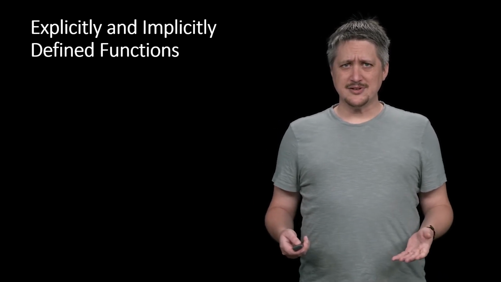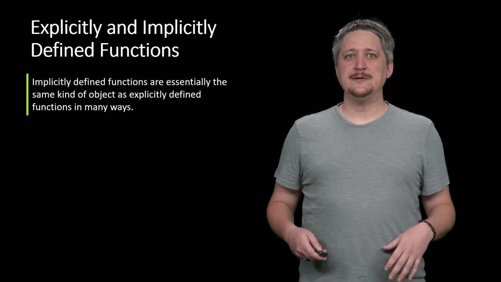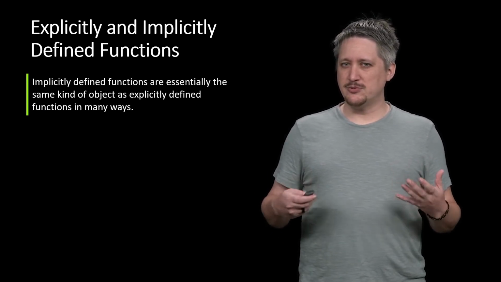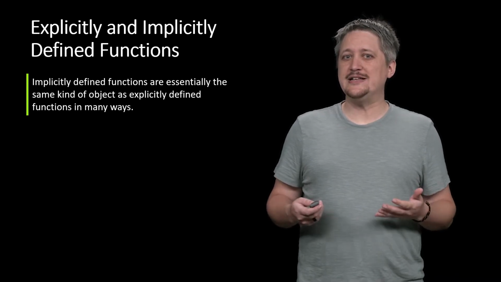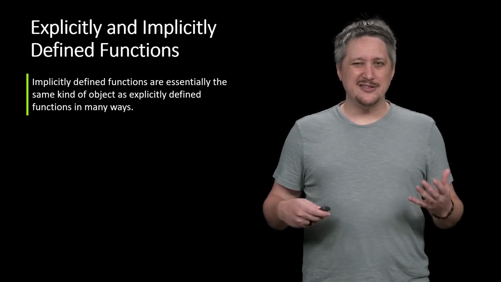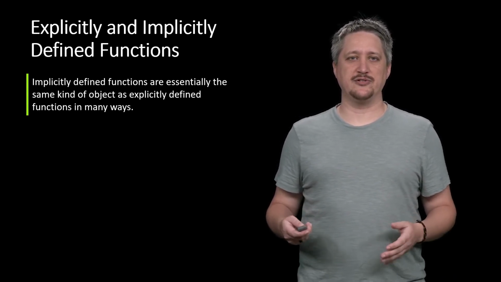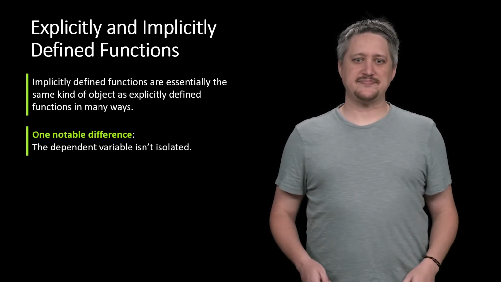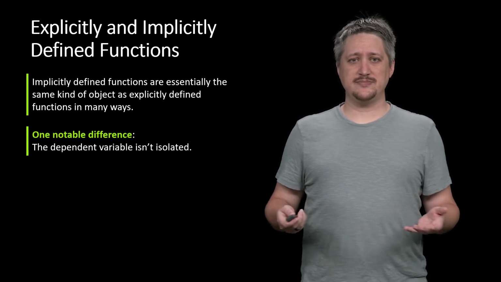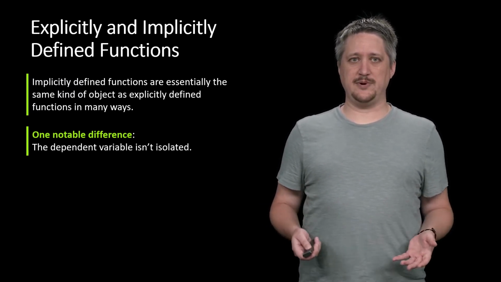So we have this explicitly versus implicitly defined functions. The thing is that from a normal function standpoint, these things are pretty close, even though they don't necessarily look it. Implicitly defined functions are essentially the same kind of thing as explicitly defined functions in most ways. One notable difference: the dependent variable is usually not isolated. So there's something going on with the dependent variable.